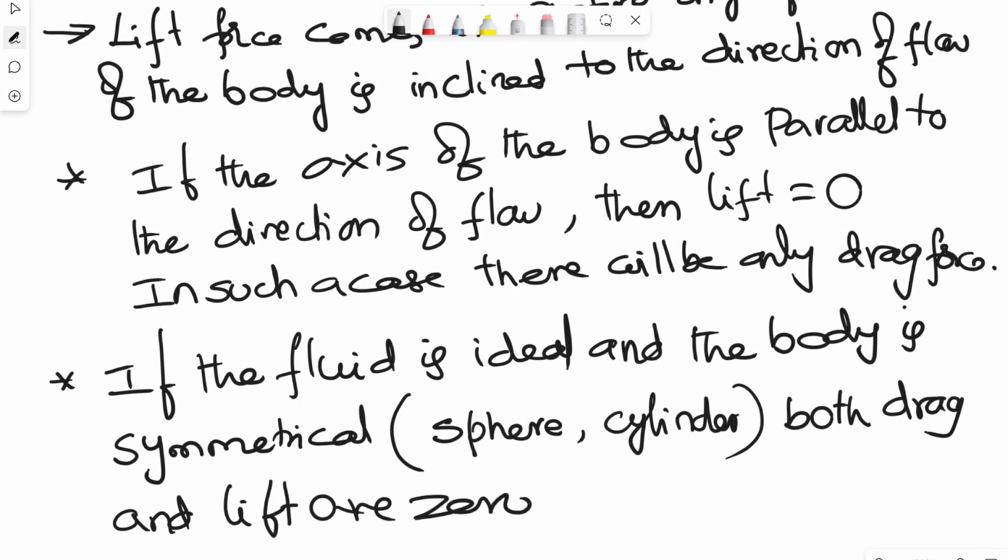The reason being, if it is ideal, viscosity is 0. So naturally the force due to viscosity is 0. If it is symmetrical, the pressure distribution is such that there is no pressure difference at all. Unless a pressure difference is there, that resistance force will not come into the picture. So when there is no pressure difference in the symmetrical body, the resistance due to pressure difference will not come into the picture. Therefore, drag is 0, lift is 0.